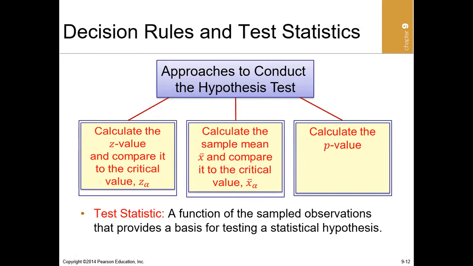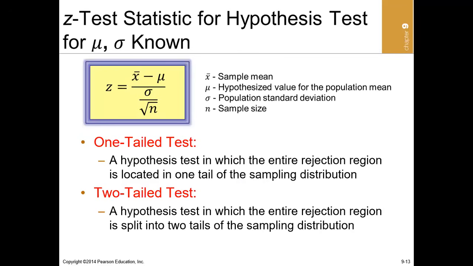Now, there are three approaches in conducting hypothesis test. The first one is computing the z-value and comparing it to the critical value, and then calculating the sample mean and comparing it to the critical mean, and then computing the p-value. For me, one of the simplest approaches is the first one, that is computing the z-value and comparing it to the critical value.